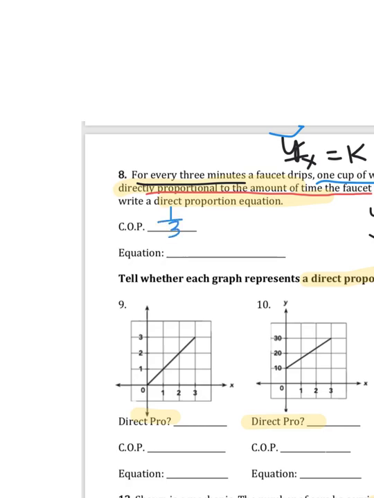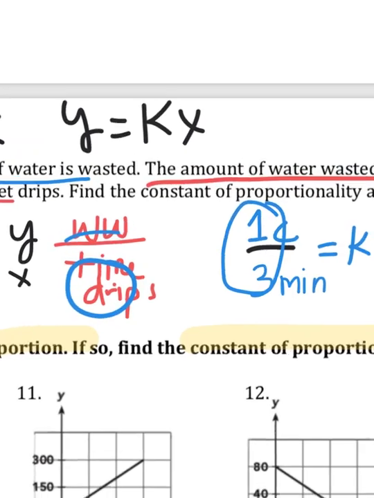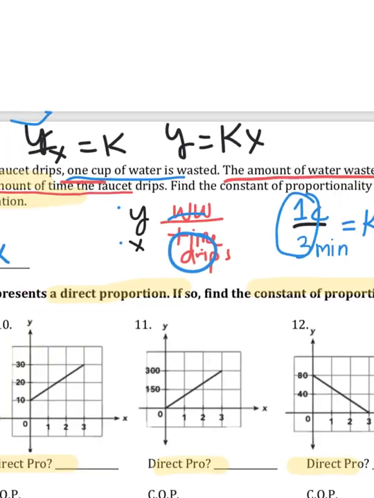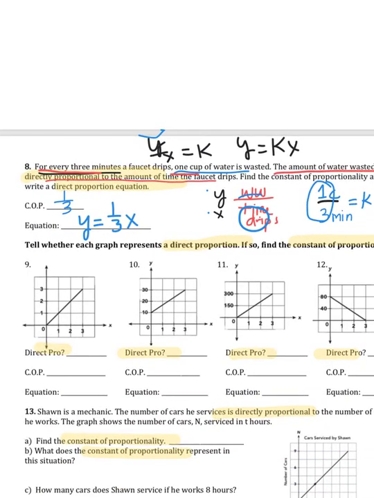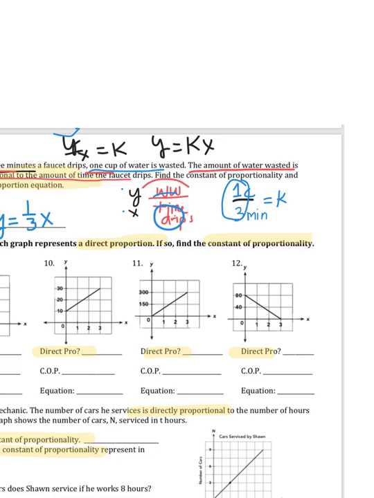So the constant is just going to be 1/3. And the equation is going to be y and x. So y equals 1/3 x. And they tried to trick us here by putting 3/1, thinking that's going to be in order that way. But you have to remember, there's words here that tell us the amount of water wasted is directly proportional to the amount of time that a faucet drips. So you have to make sure you set that up right when you figure this out.